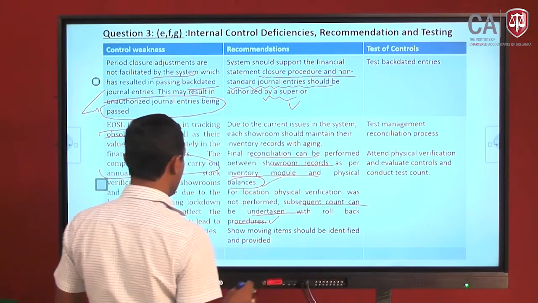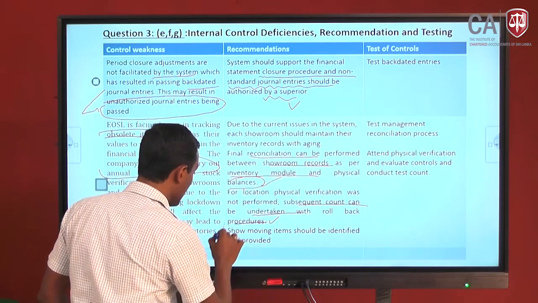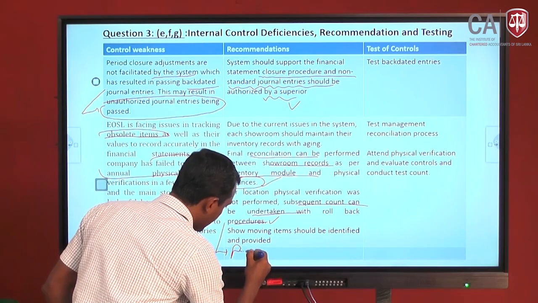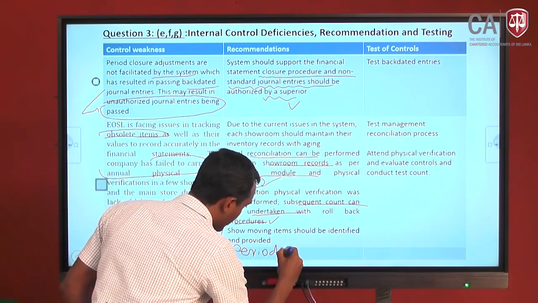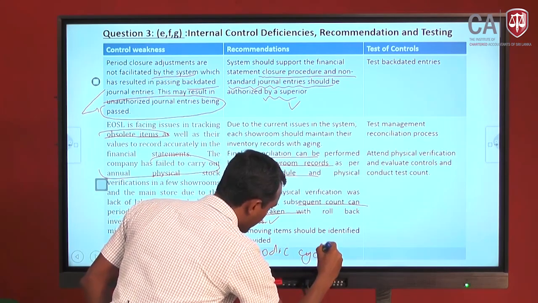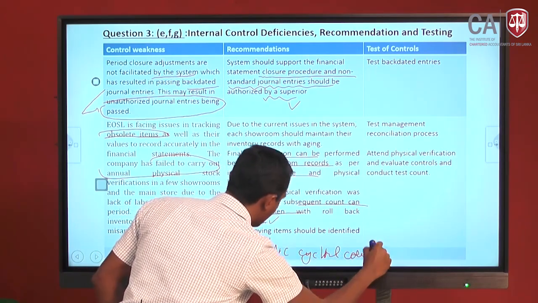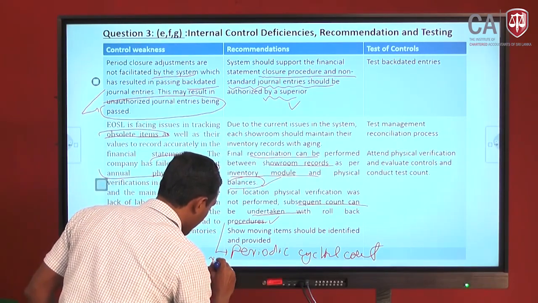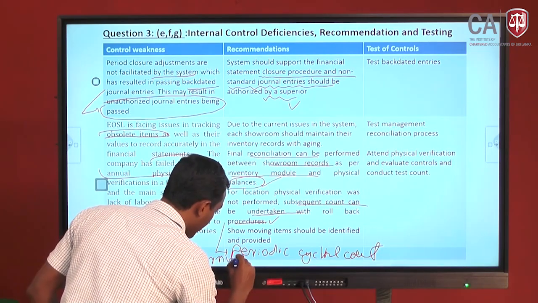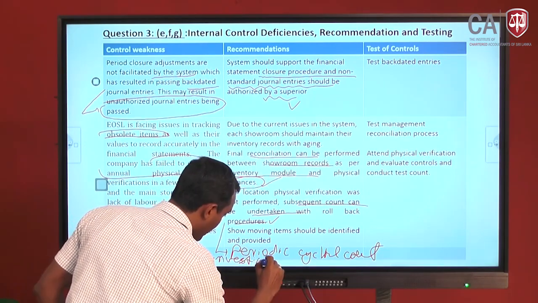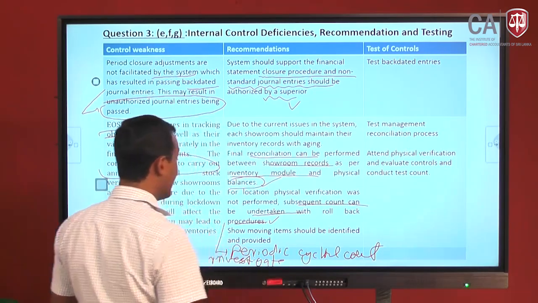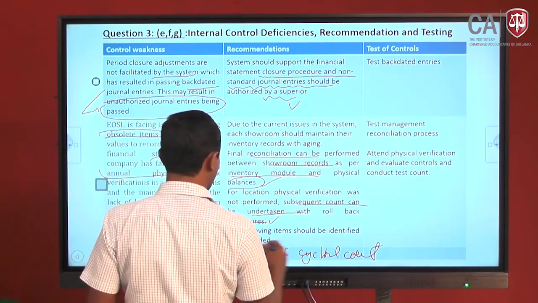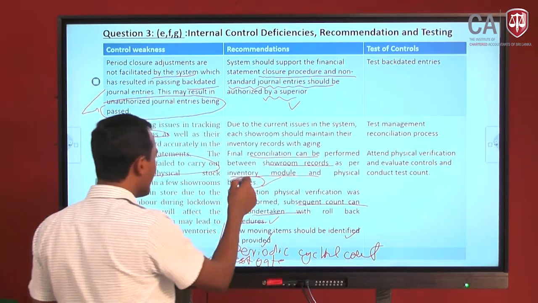In addition, like I said, you can write as a general point, as a control improvement, they need to have periodic cyclical counts, right. And then I said two things. One is after the count, you have to investigate any unreconciled balance and adjust appropriately. And another point that you can say, slow moving items should be identified and provided for. So, all these are things.